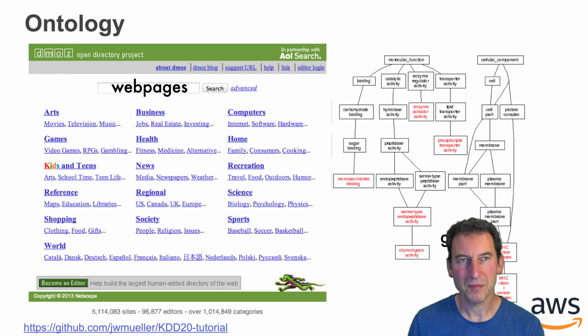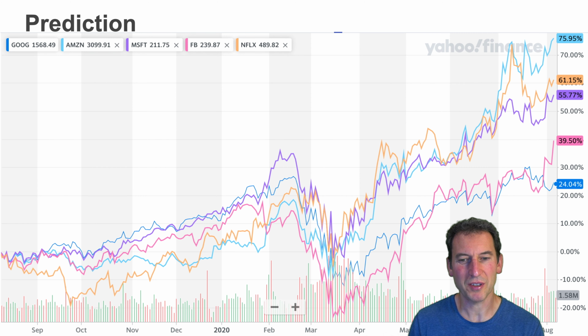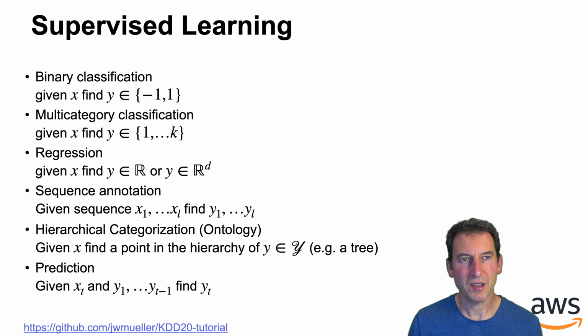Another problem related to regression is prediction. So there, basically, you have, let's say, the stock prices, and you want to find out how the stock price will behave tomorrow. In summary, here are some of the problems that you can quite nicely solve with AutoML: binary classification, multi-category classification, regression, sequence annotation, hierarchical classification, or prediction.